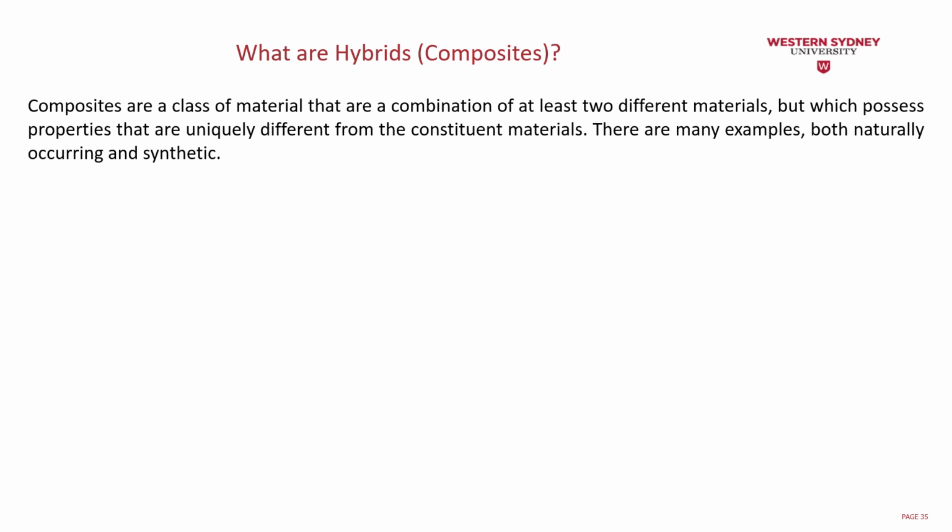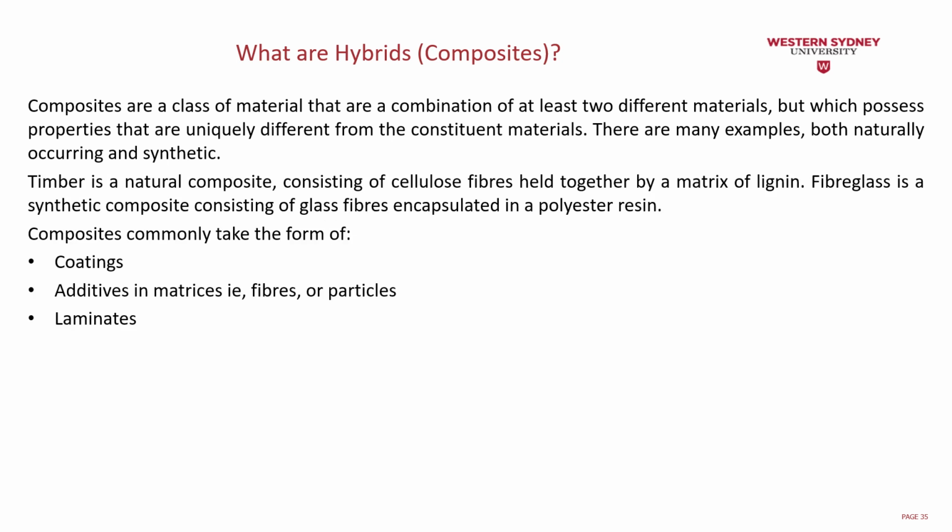So come back once again to the question, which is what are the hybrids or the composites? The composites are a class of material that are a combination of at least two different materials, but which possess properties that are uniquely different from the constituent materials. There are many examples, both naturally occurring and synthetic.